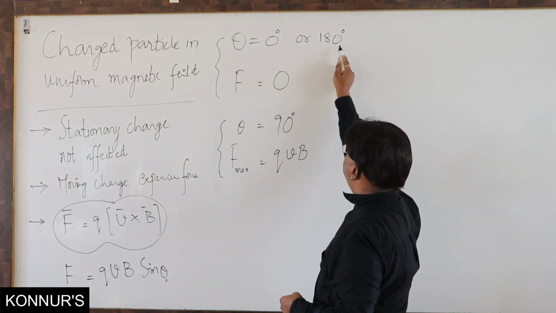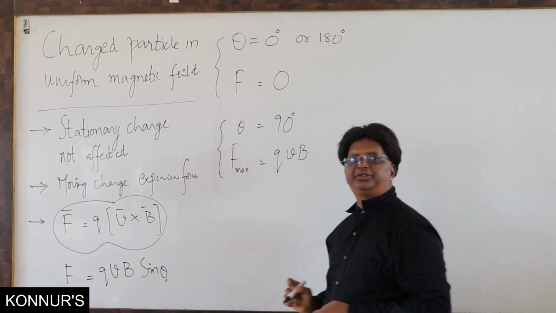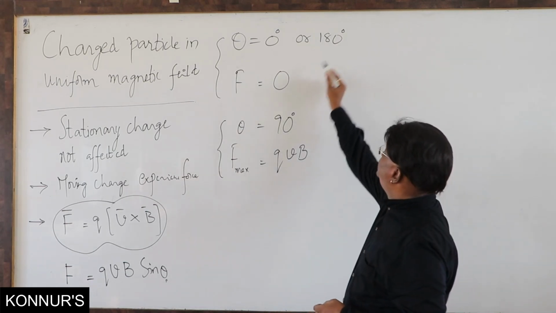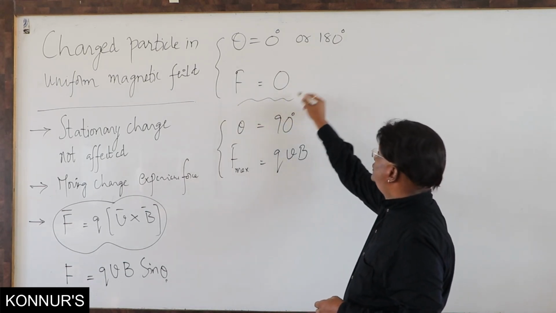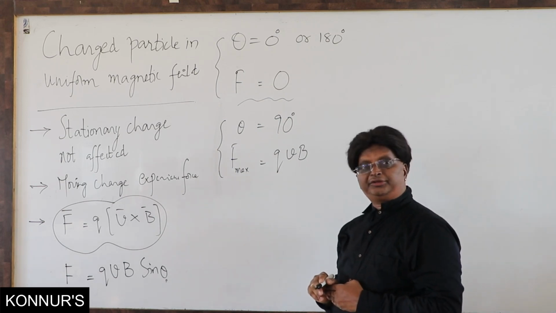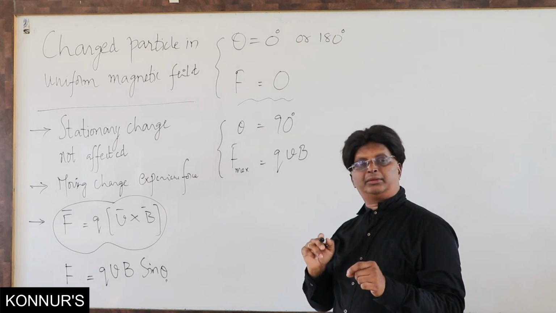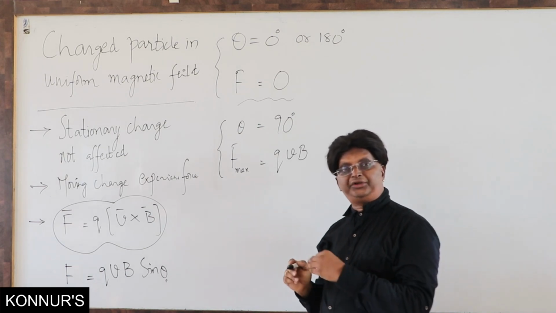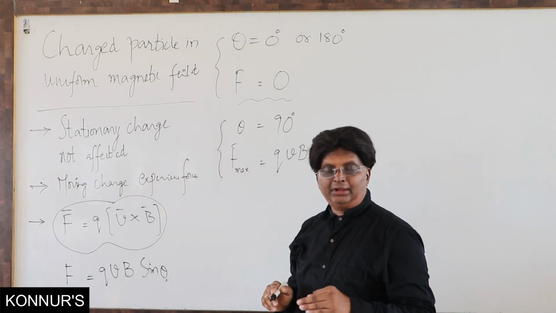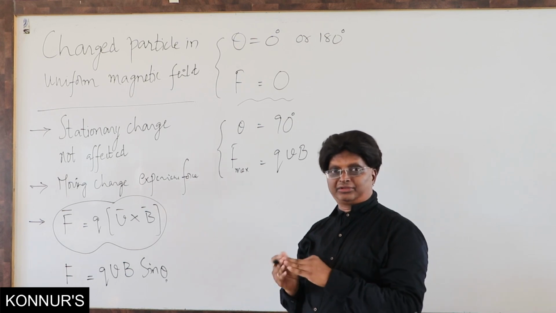For theta equal to 0 or 180 degrees, sine theta happens to be 0. Sine 0, so force is 0. So what does it mean? Any charged particle projected along the magnetic field or anti-parallel to the magnetic field is not affected by the magnetic field.